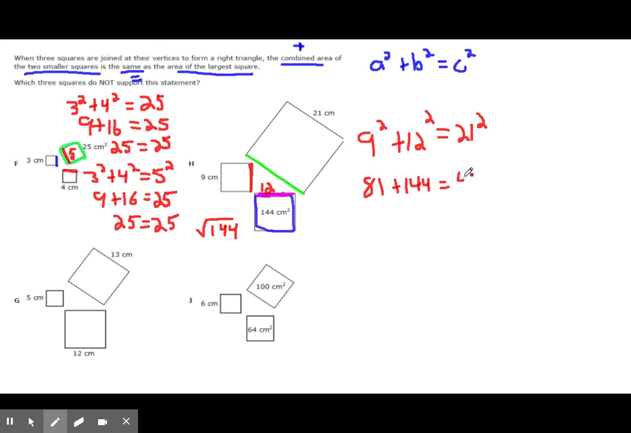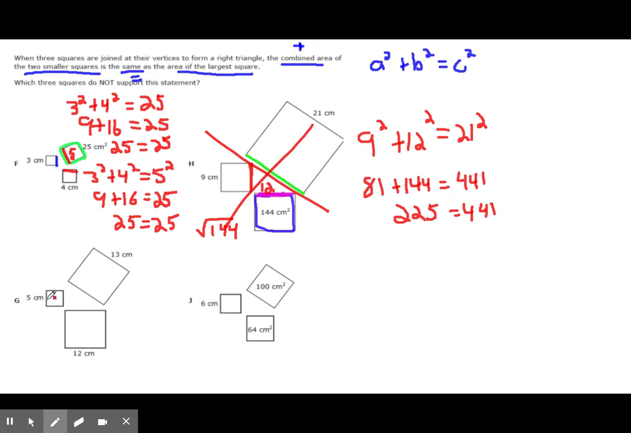It is 441. 21 times 21 is 441. Now if I take 81 and I add 144, I get 225. Is 225 equal to 441? It's not, so our answer cannot be H.